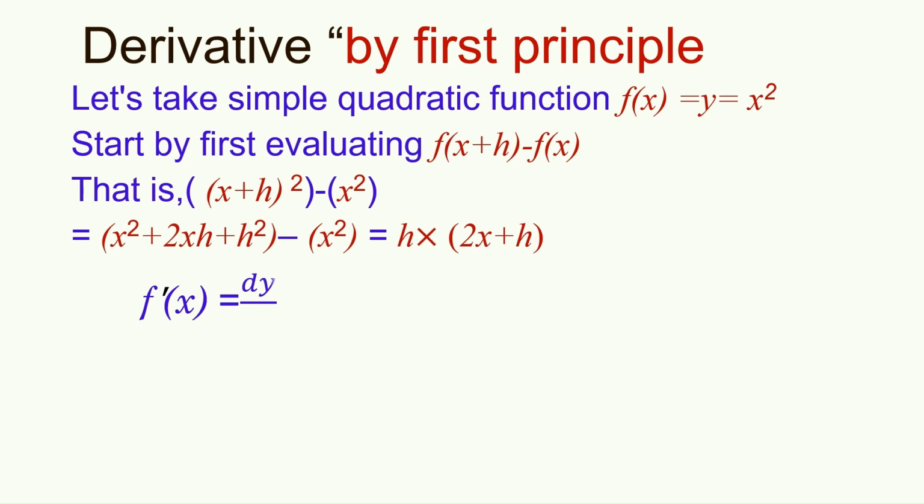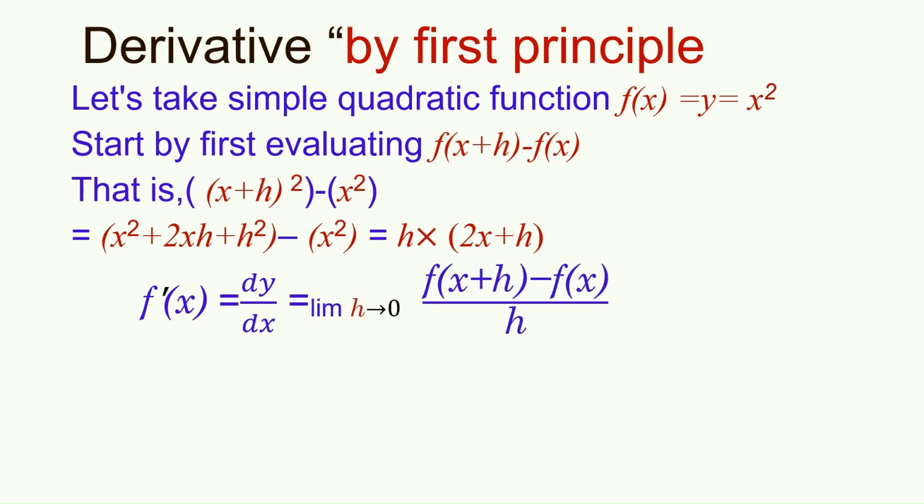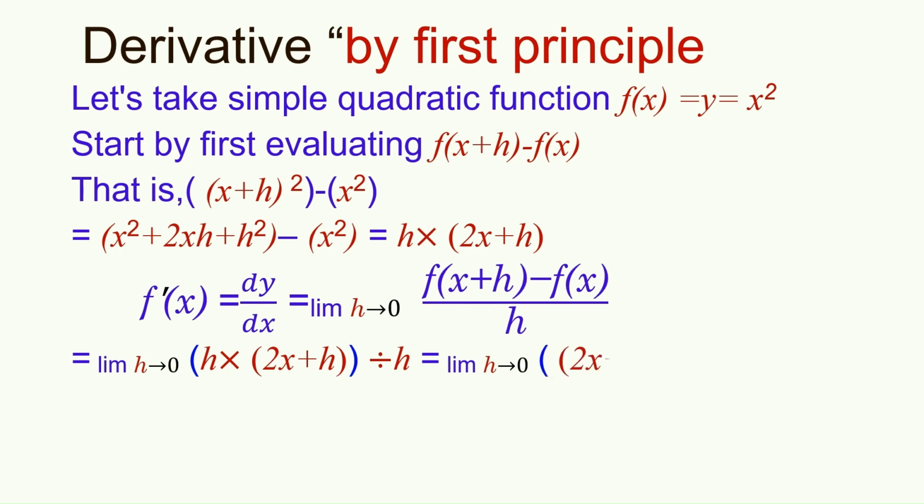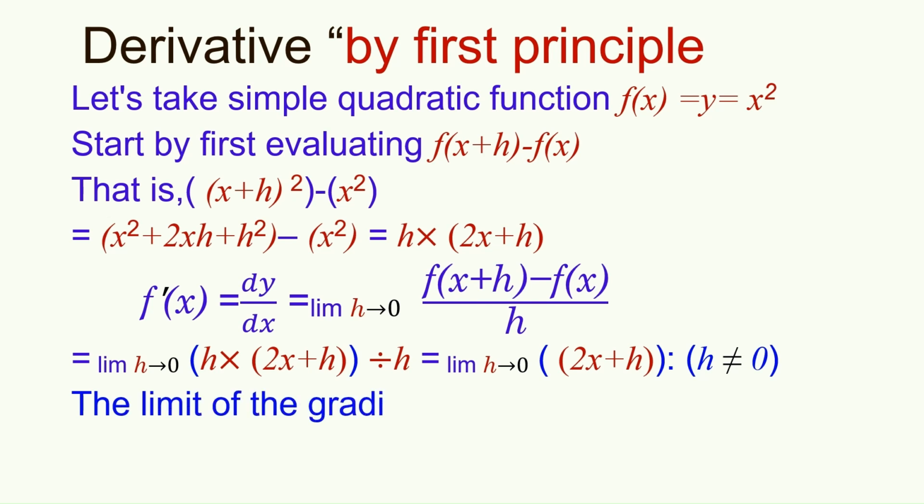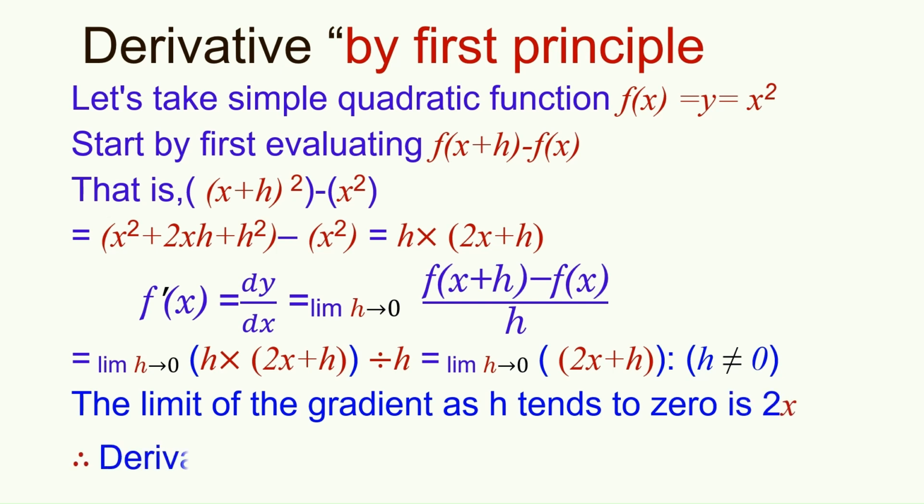f dash of x equals dy dx equals limit h tends to 0, [f of x plus h minus f of x] whole divided by h, equals limit h tends to 0, h times (2x plus h) divided by h, equals limit h tends to 0, 2x plus h. Note, h is not equal to 0. The limit of the gradient as h tends to 0 is 2x. Therefore the derivative, that is dy dx, equals 2x.